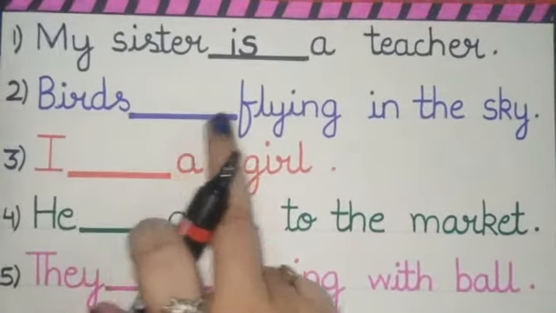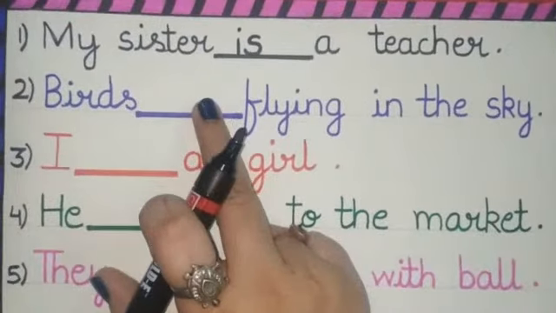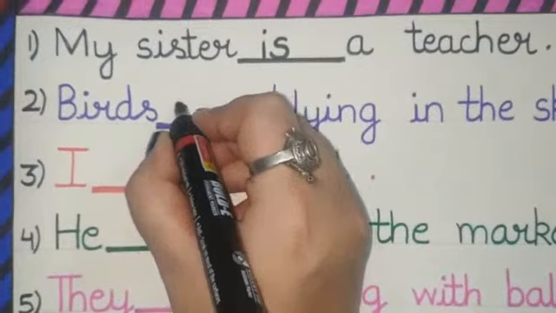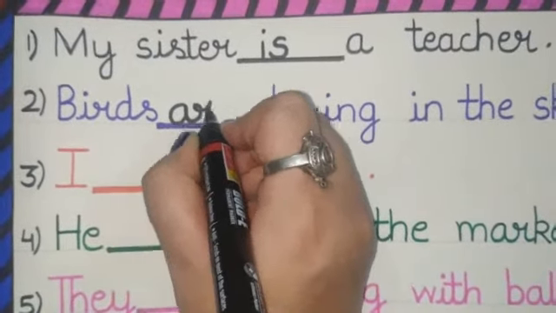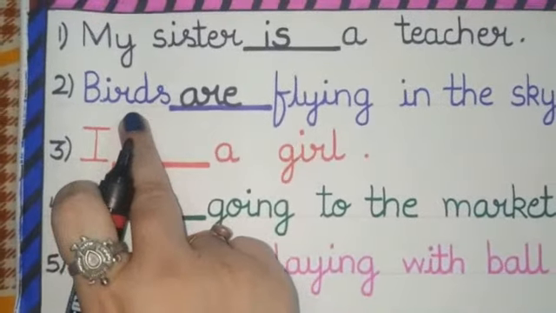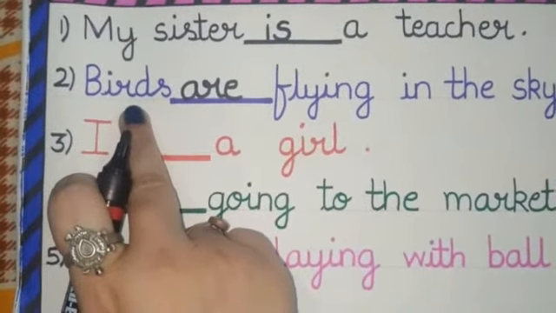So birds dash flying in the sky. It means what will we use here? Is, are or am? We will use here are. A-R-E, because we are talking about more than one bird. Birds are written here, okay?